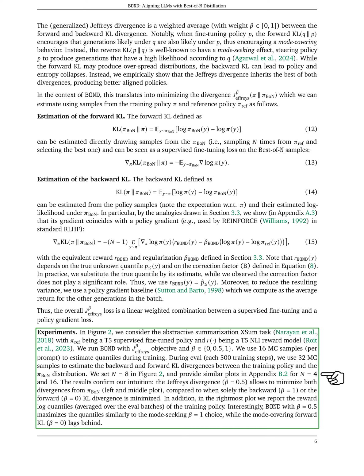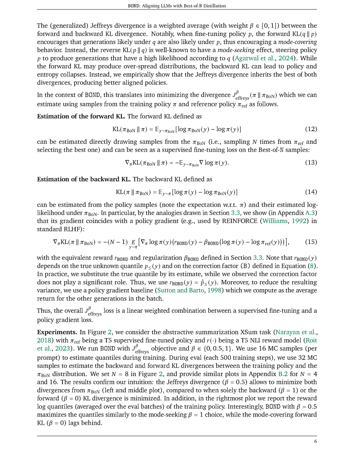In our experiments, we focus on the abstractive summarization task using a specific supervised fine-tuned policy and a reward model. We run bond with the Jeffreys divergence objective and utilize Monte Carlo samples to estimate quantiles during training. During evaluation, we also use samples to estimate the divergences between the training policy and the reference distribution. Our results confirm our hypothesis. The Jeffreys divergence effectively minimizes both divergences compared to when we only minimize the backward or forward divergences. Additionally, we observe that bond maximizes the quantiles similarly to the mode-seeking approach, while the mode-covering approach lags behind.